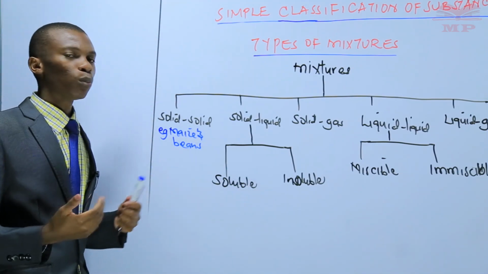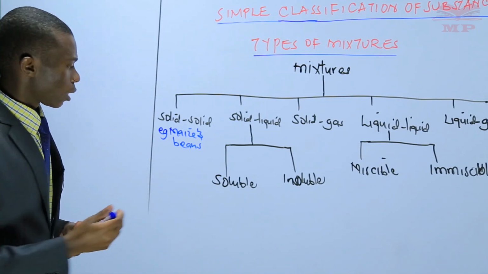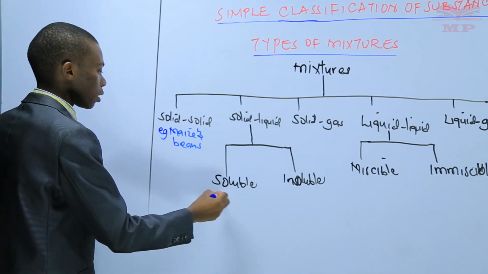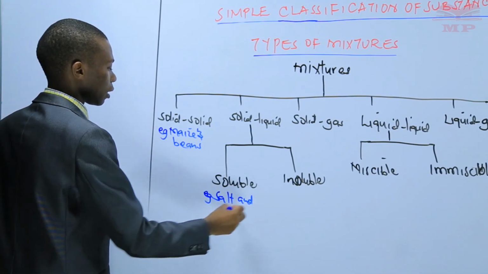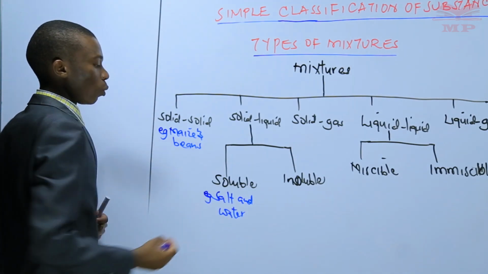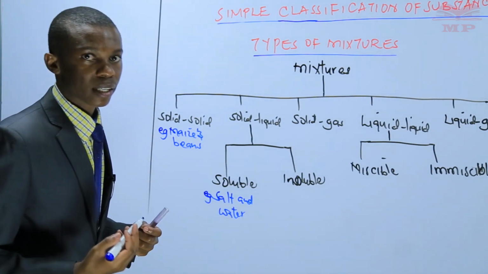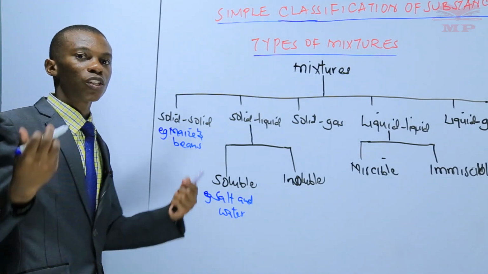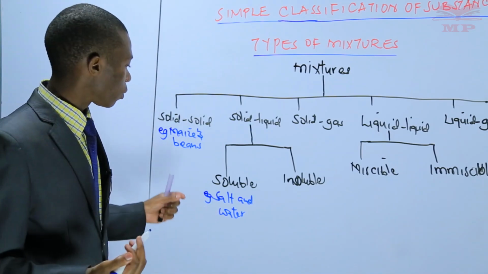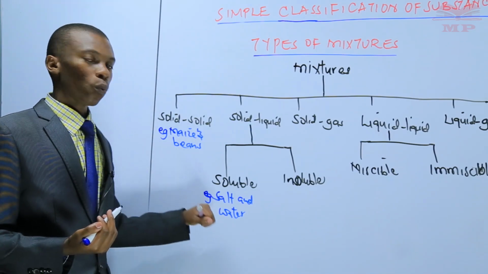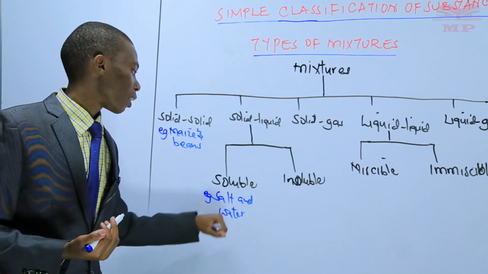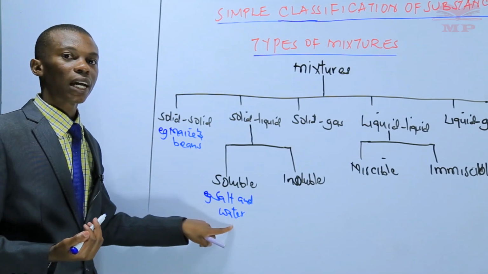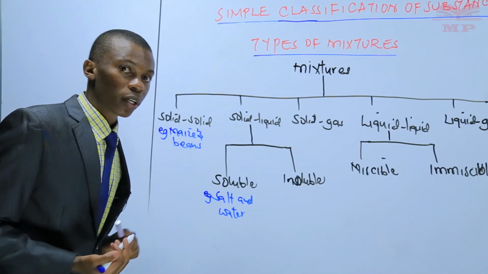An example of a solid-liquid mixture is salt and water. When you put salt in water and stir, salt is going to dissolve in water, forming a salt solution. Salt is a solid, water is a liquid, and you form a soluble solid-liquid mixture. And in this case, it will be a salt solution.